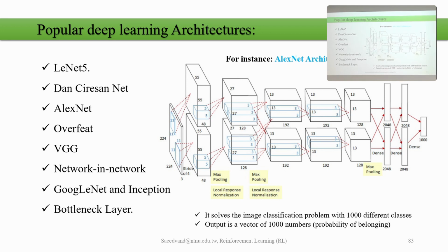This one solves the image classification problem with 1,000 different classes. The output is a vector of 1,000 numbers, probabilities of what the output is. For example, it is cat, dog, or whatever. You give the picture, then it tells you the probability of being cat, dog, bird, or whatever, and it can do it for 1,000 classes. And you can download it and train it, or use a pre-trained one with the weights. You can apply it on ImageNet to see how accurate it is yourself.